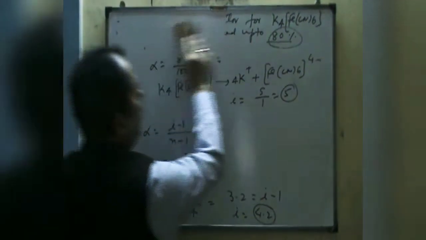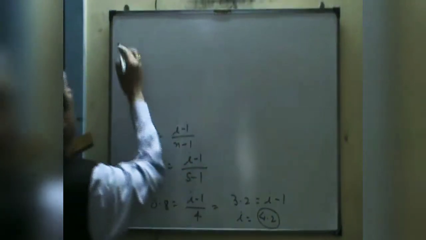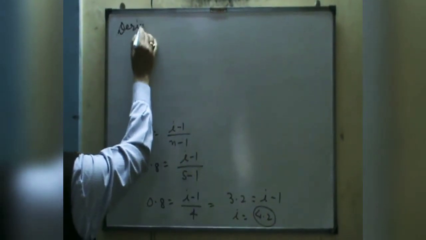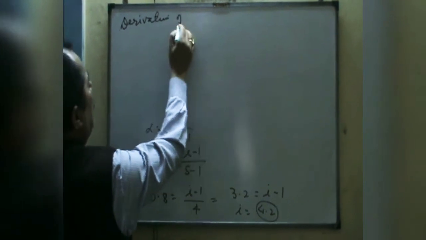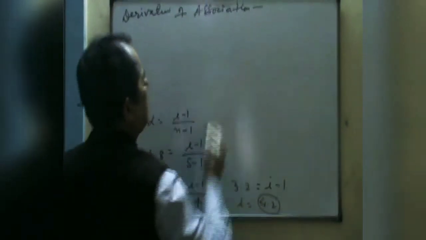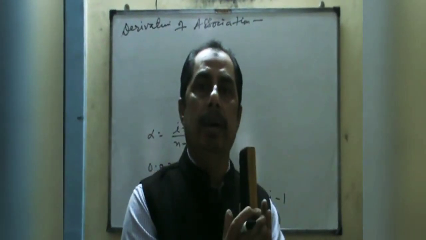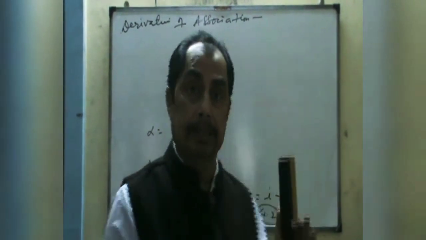Now after that, let's go for the derivation of association. As you know, in case of association, particles are reduced, so molar mass is going to increase. That mass is the abnormal molar mass.